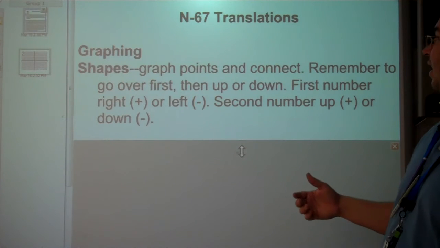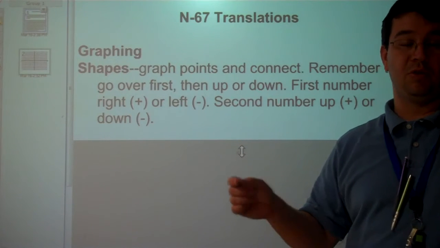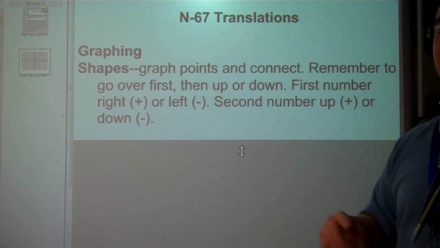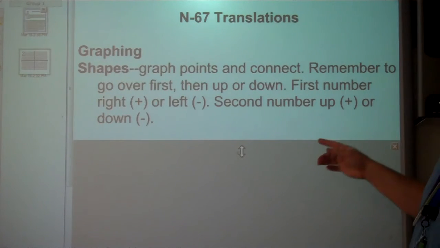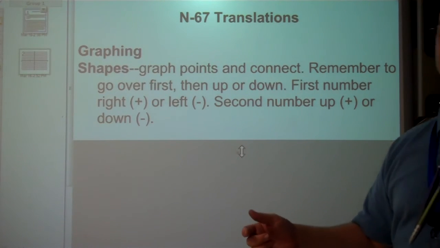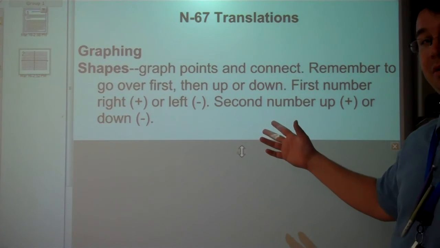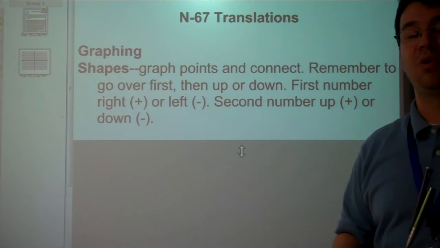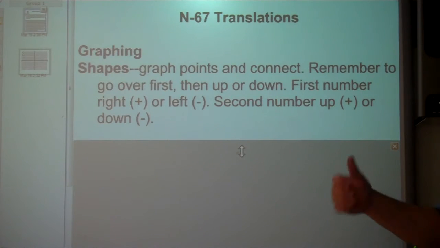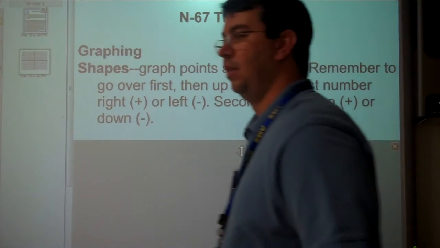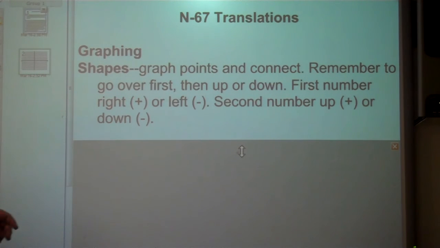Graph points and connect. Remember to go over first. So when you're doing your graphing, you go over first, left or right first. Then you're going to go up or down. So your first number, if it's positive, you go to the right. If it's negative, you go to the left. The first number is the x coordinate, the second number is the y. With the y coordinate, if it's positive, you go up. If it's negative, you go down. This basically is just a review. We have done this quite a bit.